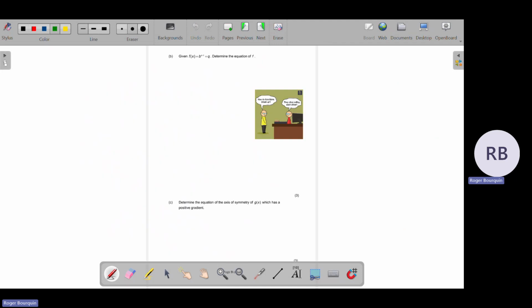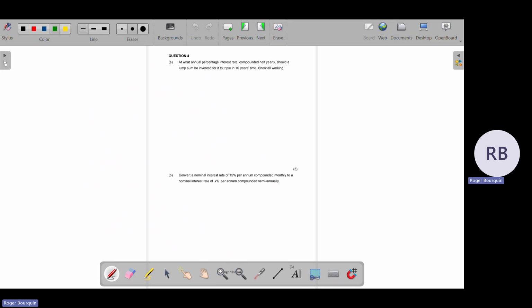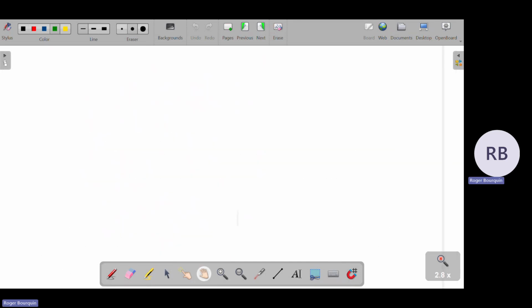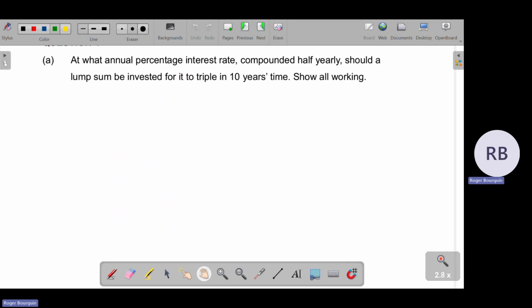Done that, done. Next question. Question 4: at what annual percentage interest rate compounded half yearly should a lump sum be invested if it is to triple in 10 years' time? So a couple of things I would always do with finance. Do a little summary of it, guys. So the initial amount, do we know what the initial amount is? You could pick an amount, it would work. But if you want to be kind of general, P would be equal to x, right?